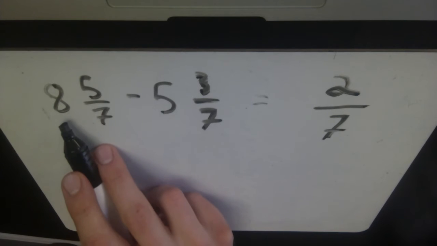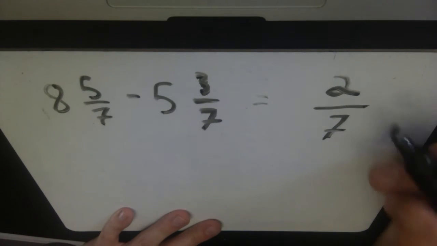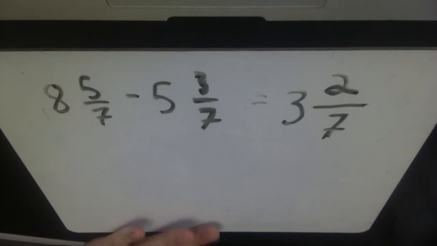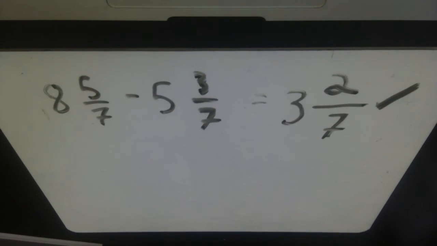My whole numbers, an 8 and a 5. 8 minus 5 is 3. So my answer there in number 1A is 3 and 2 over 7. So 1 mark there for that answer.